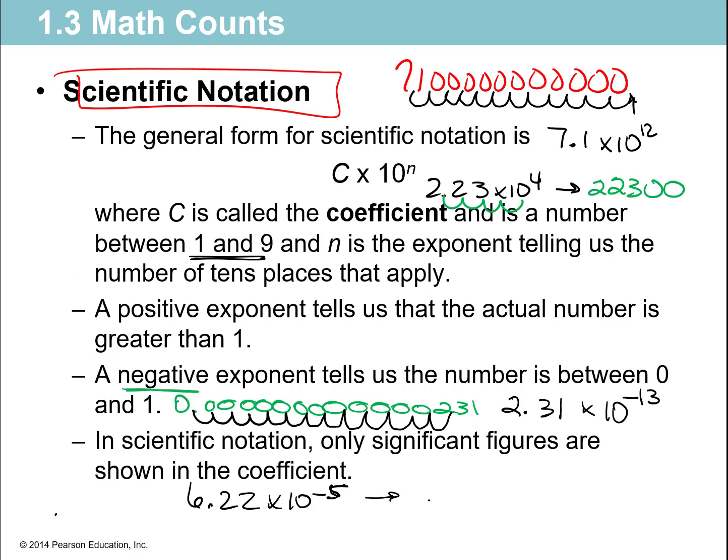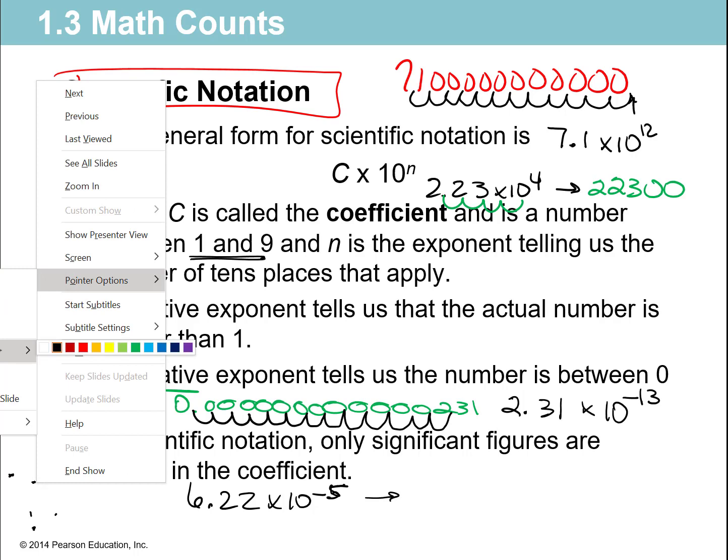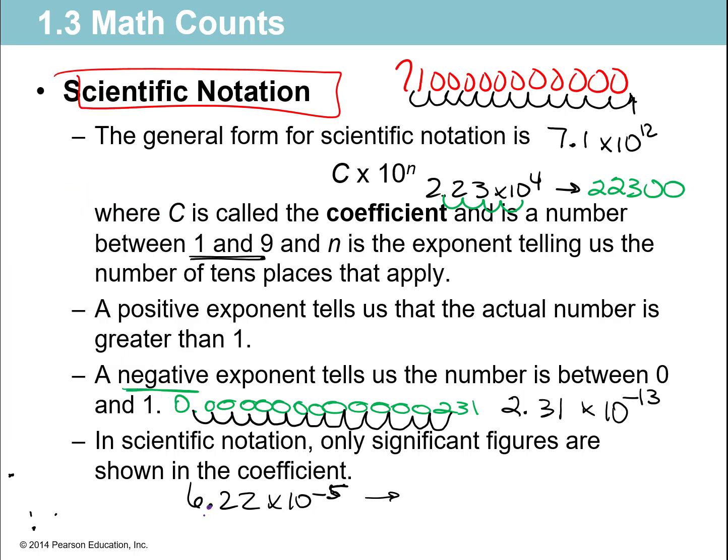In which direction? To the left, okay? So what I was trying to do was, oh, it just came back. I was trying to get it to change color. Okay, so I'd have to start here, right after the 6. It's a negative 5, so I go 1, 2, 3, 4, 5. So my decimal's here, so that means that I'm going to have 4 zeros in front of my 6. So a negative exponent, make sure that you make your number so it ends up being less than 1. So 0.0000622 would be that answer.